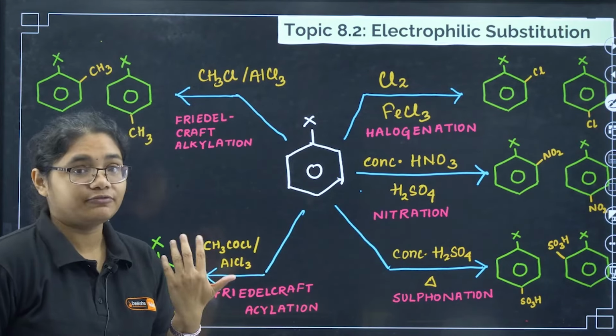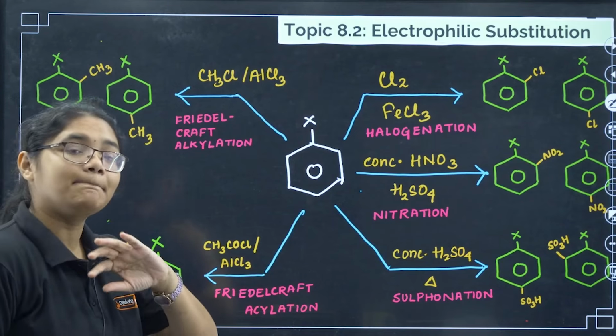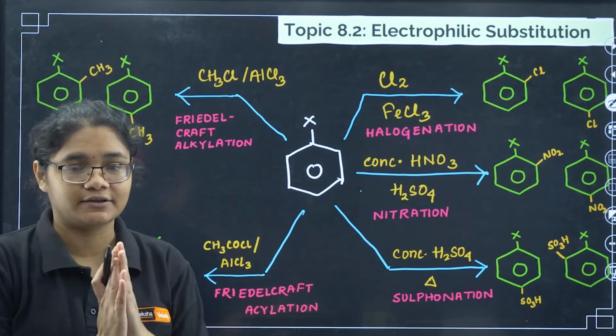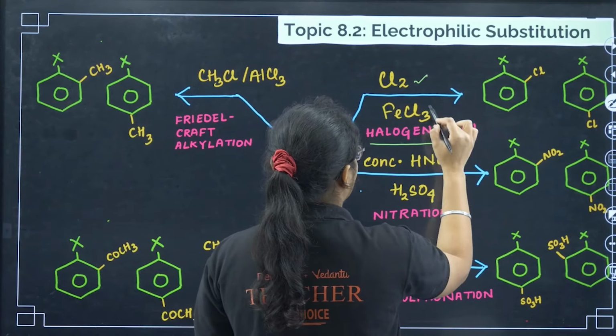Now coming to electrophilic substitution, it is similar to what we studied in benzene. If you remember, in class 11, benzene reactions are given. It is similar to that. So first of all, for halogenation you need chlorine and FeCl3.